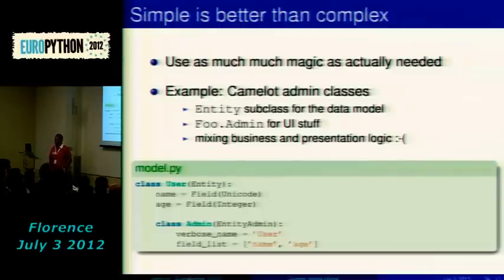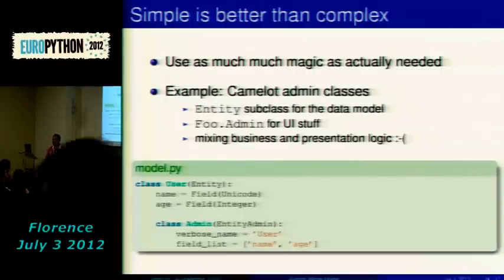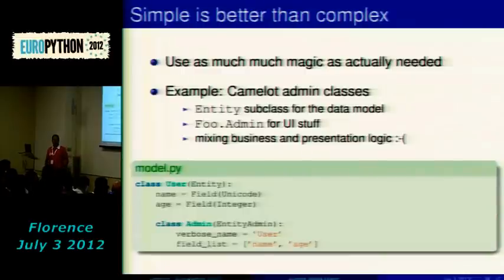It's another real-world example that I used. Camelot is a framework for developing database-based applications with a nice automatically generated user interface. You use subclasses of entity to define your data model, and you declare the fields, etc. And then you have this admin class, which is a nested class, which you use to declare how the UI looks, like the name of this window, or which fields to show, etc.